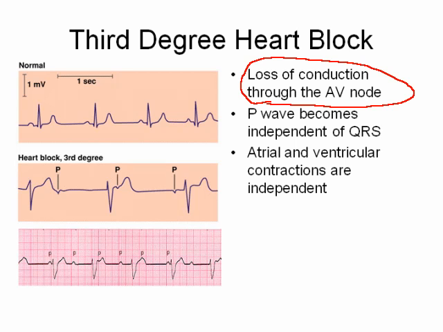So in this case, we have a loss of conduction through the AV node. The atrium is depolarizing on its own and contracting on its own, and the ventricle is doing the same. So the depolarizations and contractions of the atria and the ventricle are completely independent of each other. This, of course, means that the atria are not helping to fill the ventricles, and therefore the ventricles are not pumping as efficiently as they could.